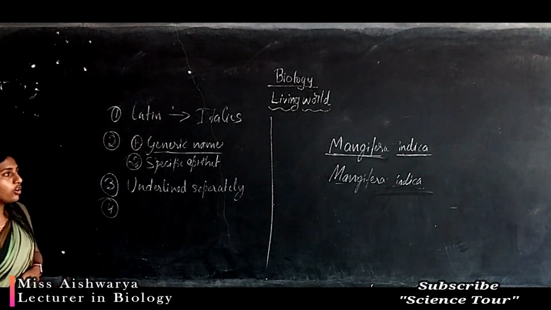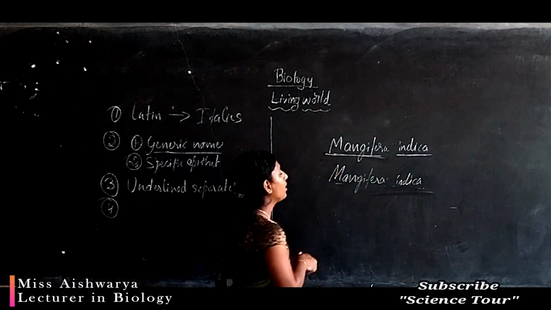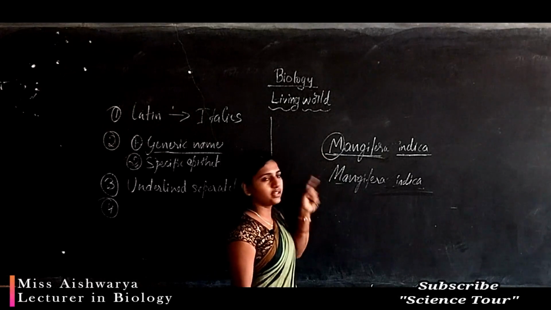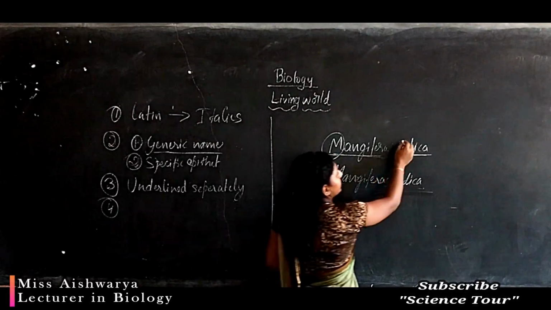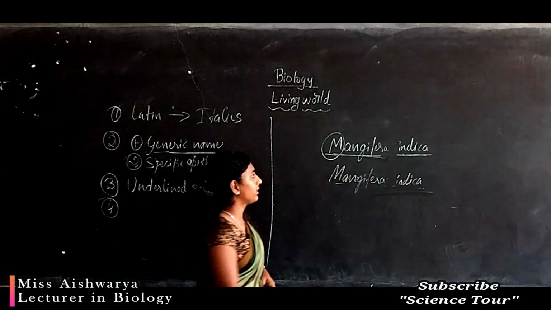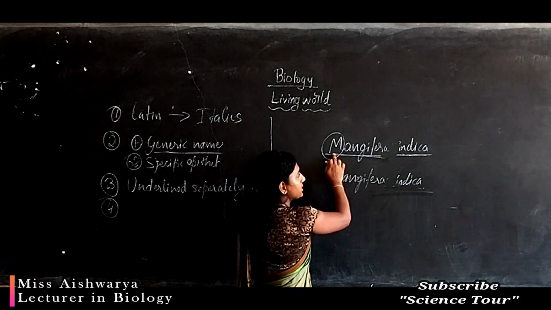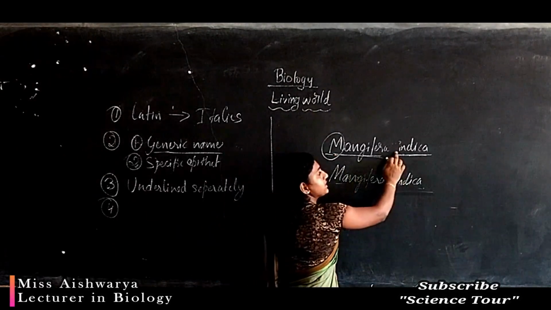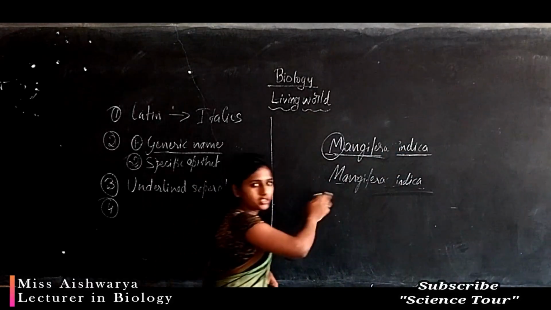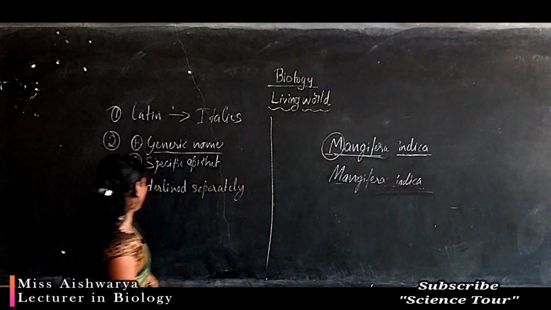The last point is, always the genus name's first letter should be capital. While writing the scientific name, the genus name's first letter should be capital, and in the species name the first letter should be small. Even though it is two different names, you have to follow this rule.